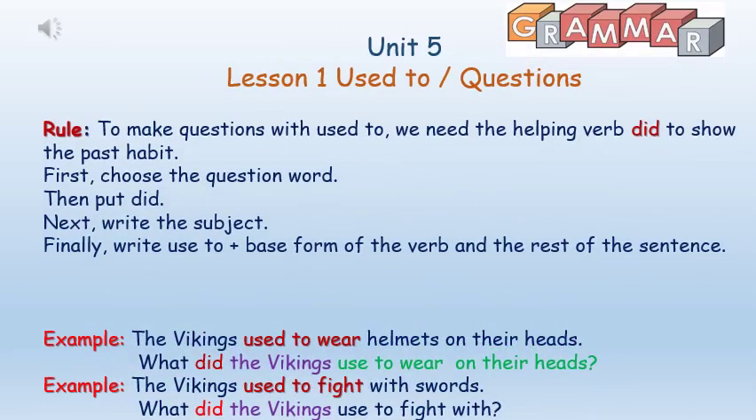Now that you practiced the exercises of used to in statements or telling sentences, we will move on to making questions with used to. Of course, used to refers to a past action, so we need to use the helping verb did. For example, if we have the sentence, the Vikings used to wear helmets on their heads. Okay? I want the answer to be helmets, so I start with what? Then I put did, then the subject, the Vikings. So, what did the Vikings use to wear on their heads?